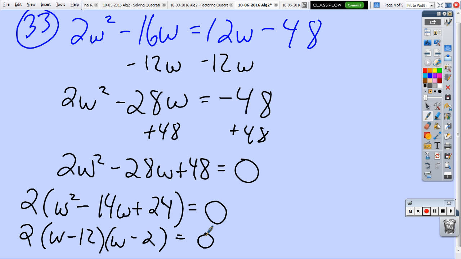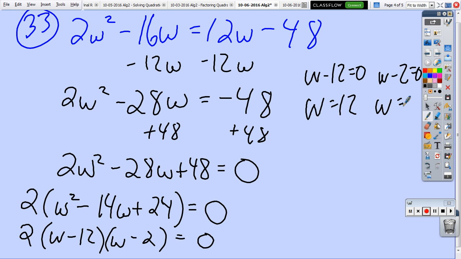And now from here, we could say that this guy could equal 0 or this guy could equal 0. The 2 is just 2, it's not going to change, but definitely if this guy were 0, it would make it true. If this guy were 0, it would make it true. So W minus 12 is equal to 0, and W minus 2 is equal to 0. Adding 12 to each side, W would equal 12. Adding 2 to each side, W is equal to 2.